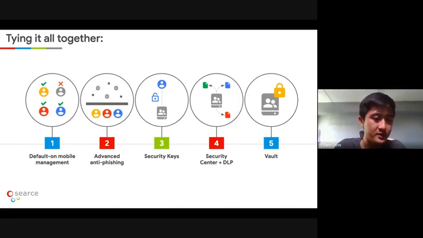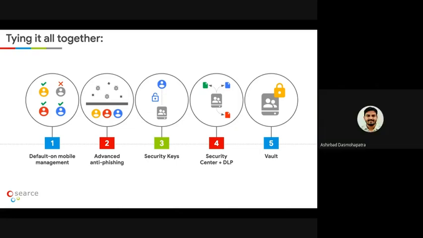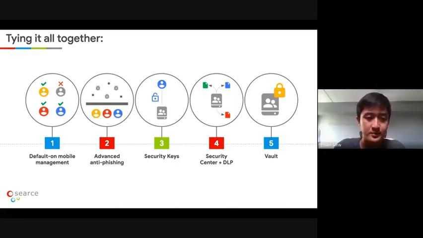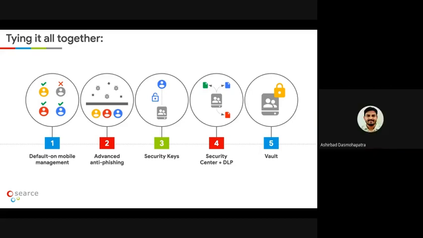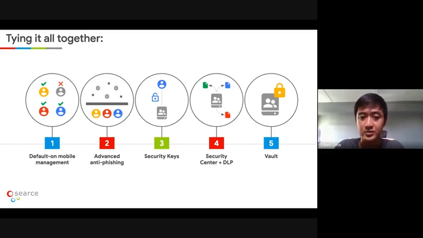Tying this all together, there would be default mobile management. On the security aspect, there's advanced anti-phishing to make sure everything's secure. Security center DLP is really very strong; you really want to mitigate against any data security incidents that happen. And of course, Vault, in case something really gets leaked and you need mitigation from the law, there's always Vault to support you. This is how we make sure everything's covered in G Suite itself.